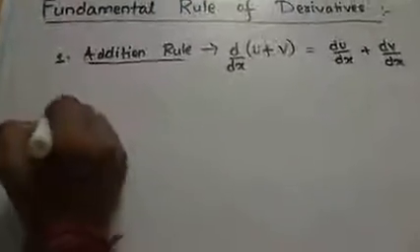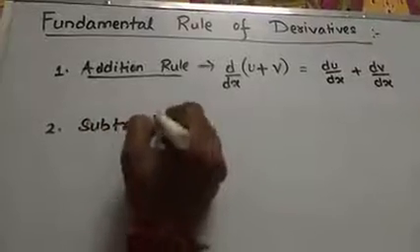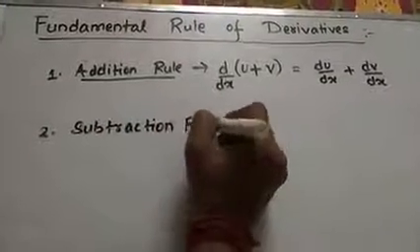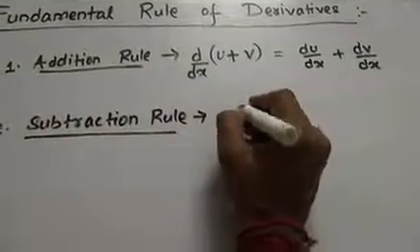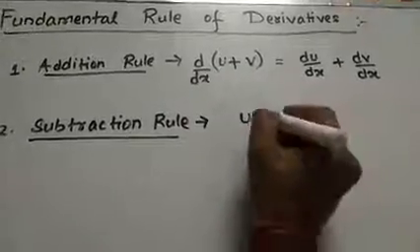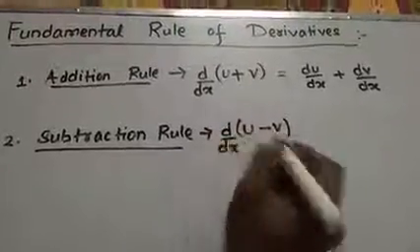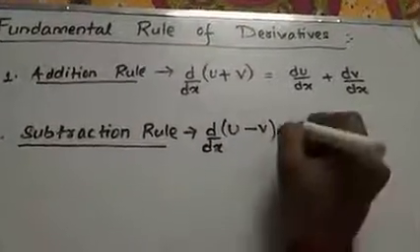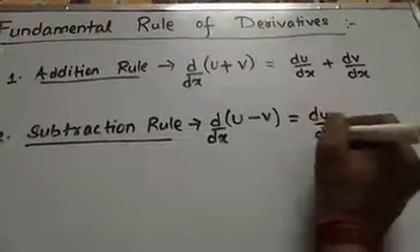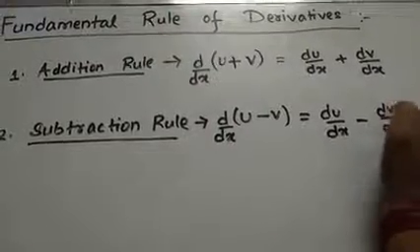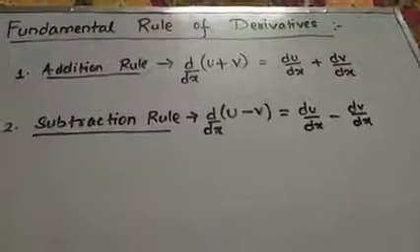Number two rule, that is the subtraction rule. Now this rule says that if there are two functions u and v in the form of subtraction and we have to differentiate them, then the rule is the same as the addition rule, we can separately differentiate them.